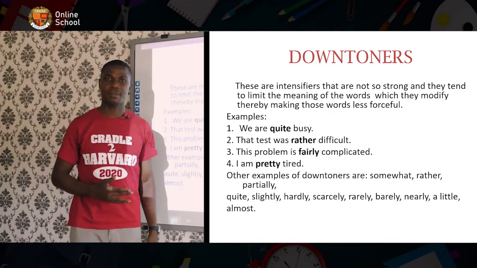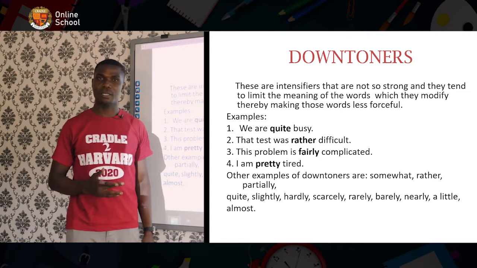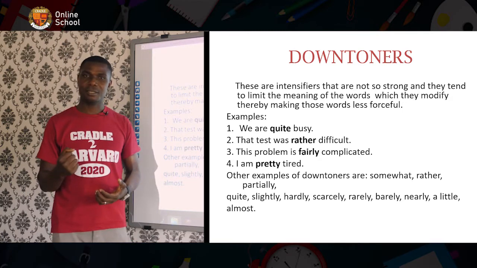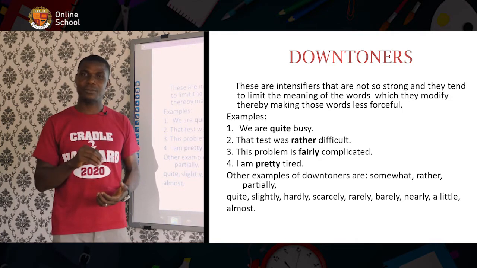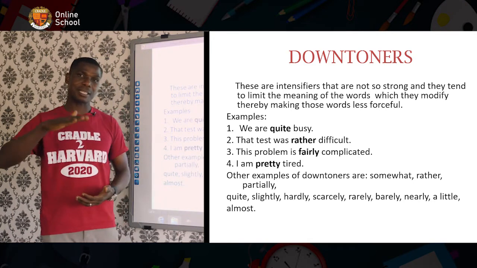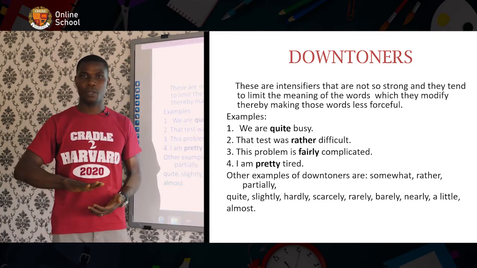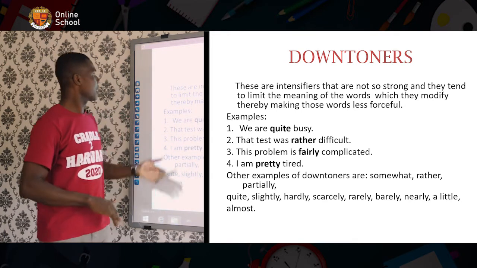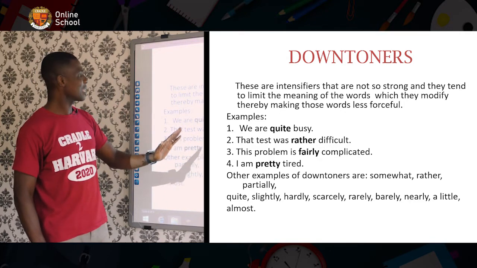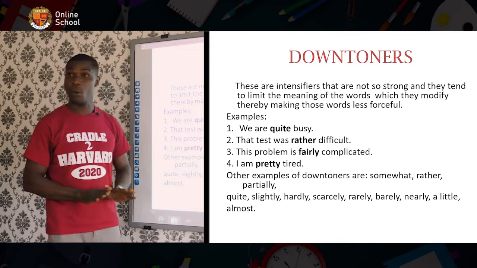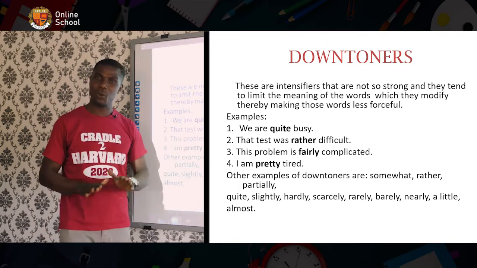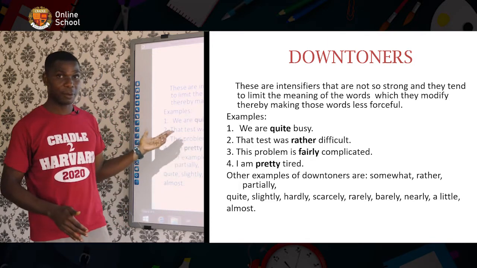What are downtoners? Remember, strong intensifiers strengthen the adjective in a sentence. Downtoners are the intensifiers that make that sentence less forceful. Okay? Are you with me? These are intensifiers that are not so strong, and they tend to limit the meaning of the words which they modify, thereby making those words less forceful. Okay? Just as I explained previously.